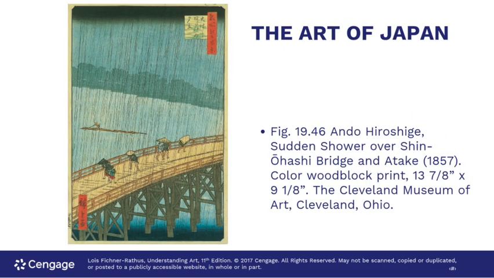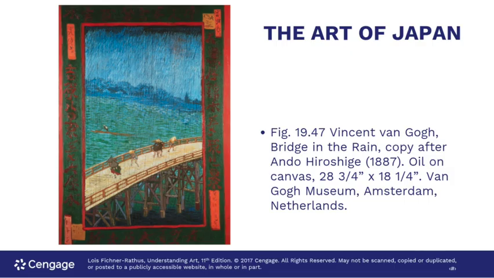Ando Hiroshige was another well-known printmaker, and this is a good example of that kind of off-center composition that a lot of the Impressionists and Post-Impressionists were influenced by. And this particular print is actually copied by Vincent van Gogh, which I'll show you here just in a moment. So this is Vincent van Gogh's painting of that Hiroshige print.